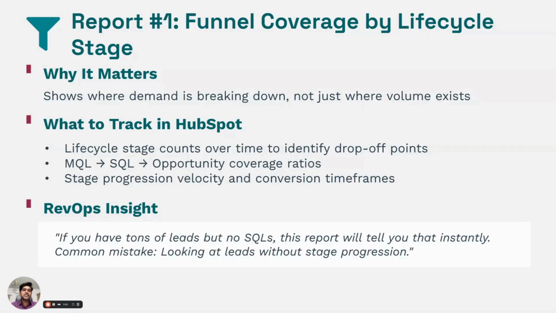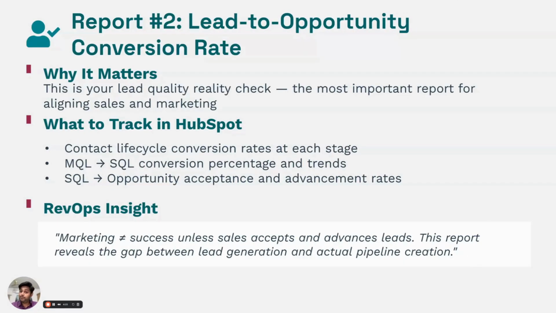So, what do we track in HubSpot? We track lifecycle stage counts over time to identify those drop off points. We track the MQL to SQL to opportunity conversion ratios. And we track the stage progression velocity. How fast are your deals moving? How fast is revenue moving through your pipeline? Here's the RevOps insight. If you have tons of leads but no SQLs, this report will tell you that instantly. The common mistake, looking at leads without stage progression. Don't make that mistake.